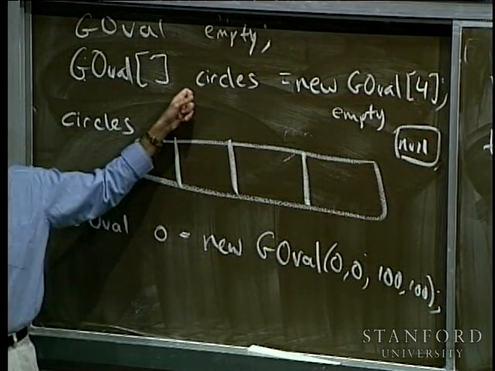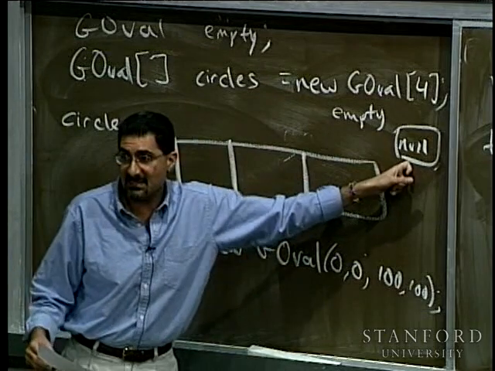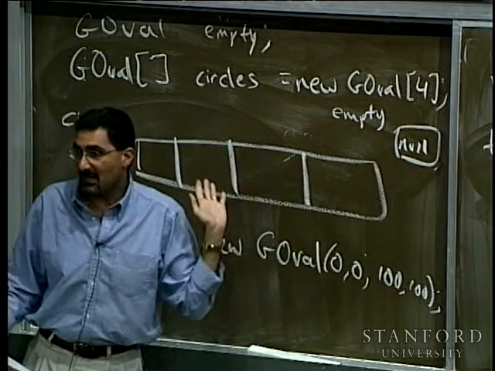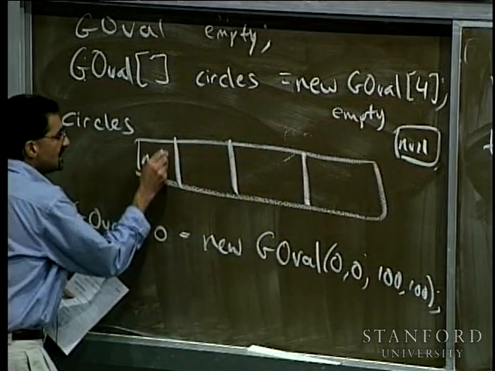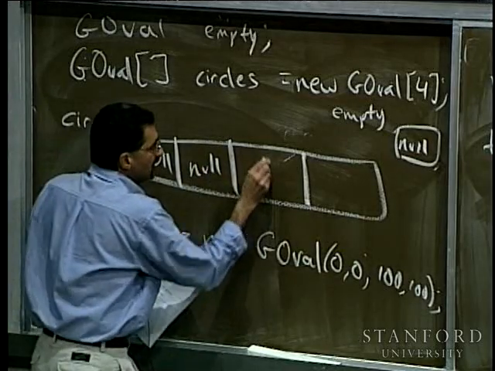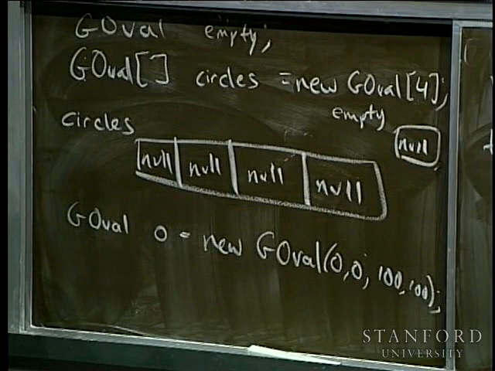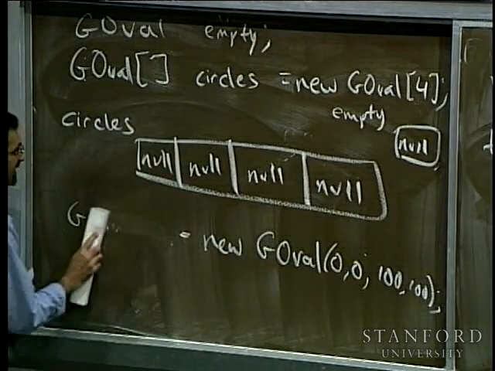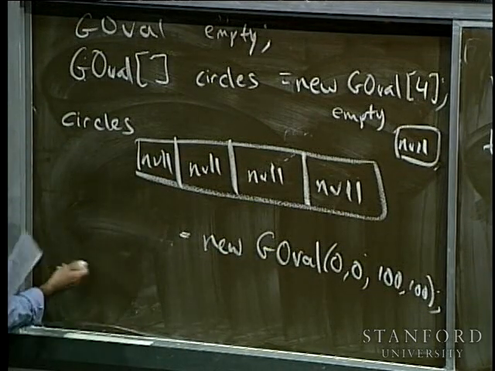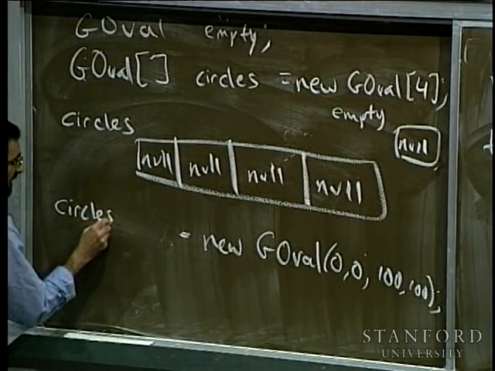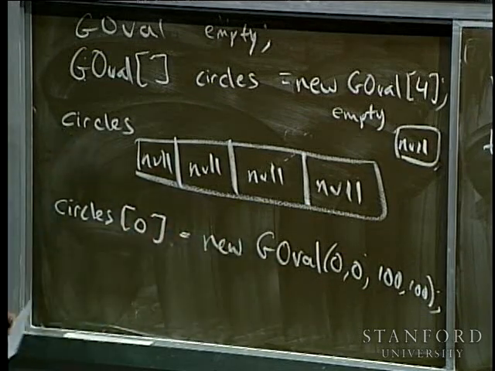So when I do this declaration, I'm essentially doing the same thing as this, except rather than getting 1 box, I'm getting 4 boxes. So each one of these boxes to begin with has a null in it. Okay? So I have space to store 4 GOvals, but I have not yet constructed the GOvals. So if I actually want to construct the GOvals, I'm just going to make use of this little line right here. I could say, for example, circles sub 0 equals new GOval.